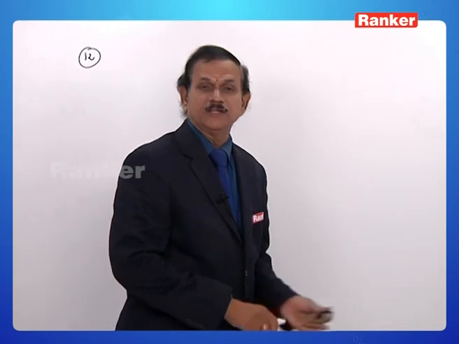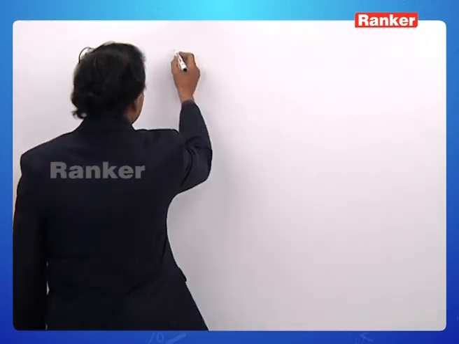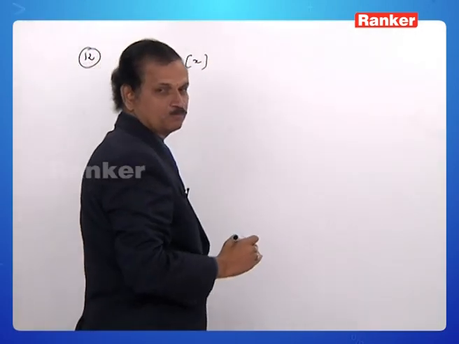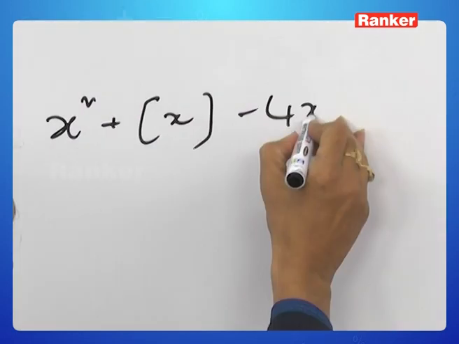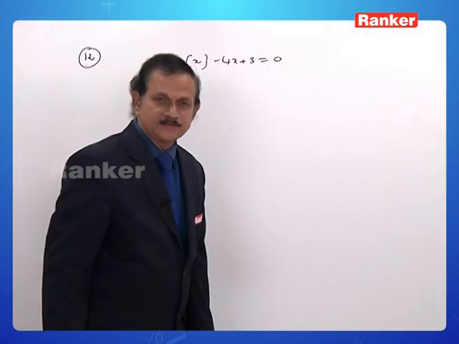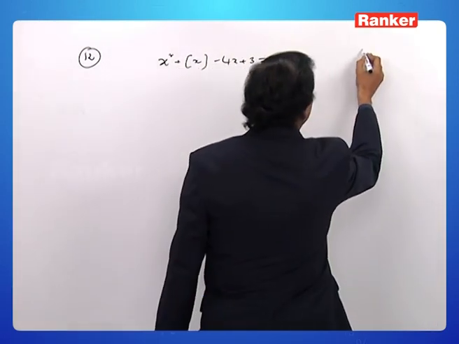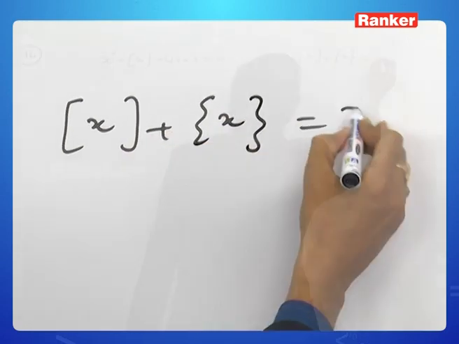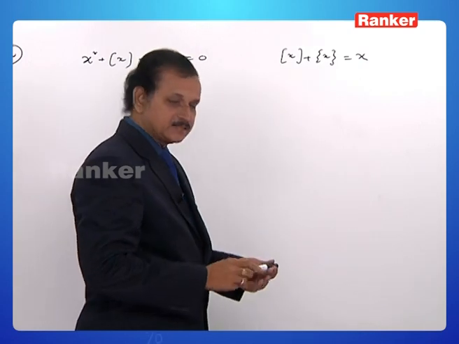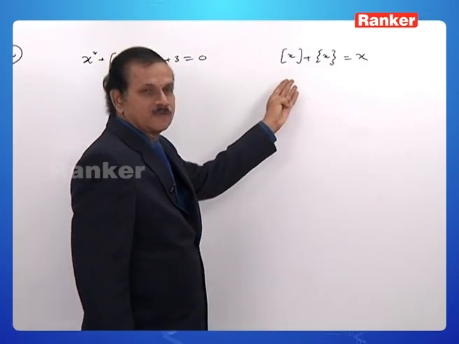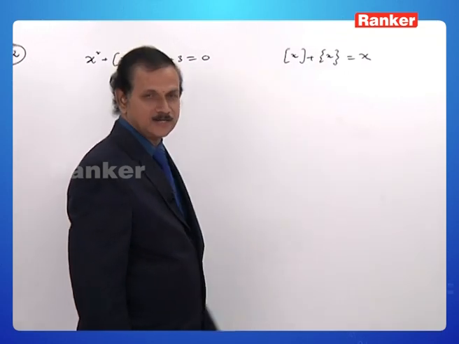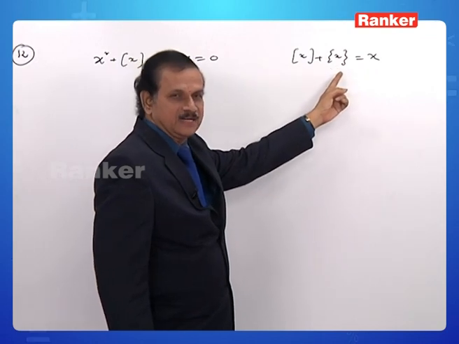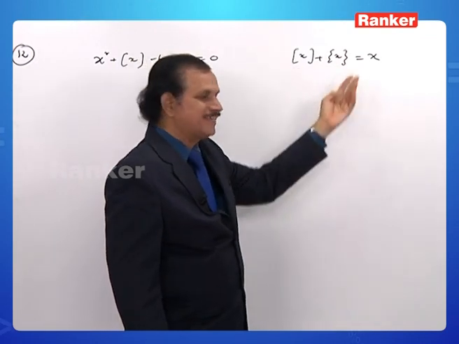Let us observe the given equation with special interest. What is the given equation? x squared plus integral part of x minus 4x plus 3 is equal to 0. Let us now recollect the nature of integral part of x. Integral part of x plus fractional part of x is equal to x. It is an easy matter to know the definition and symbolism, to recollect and remember. This we call integral part of x, this we call the fractional part of x. If you club these two, you're going to get x.